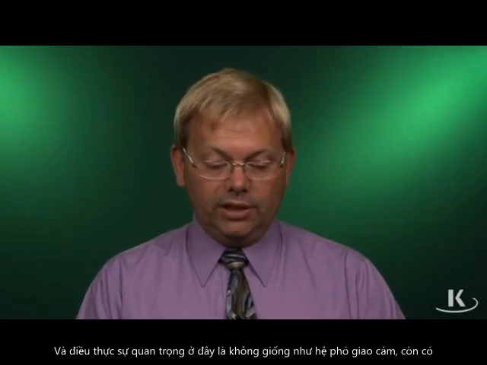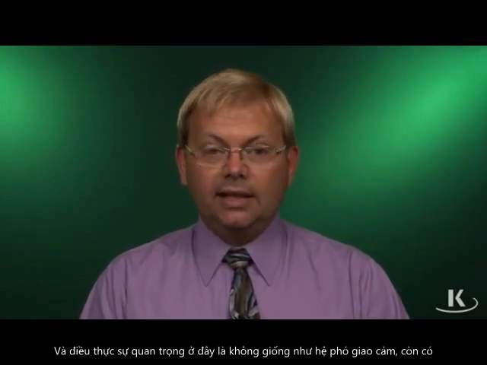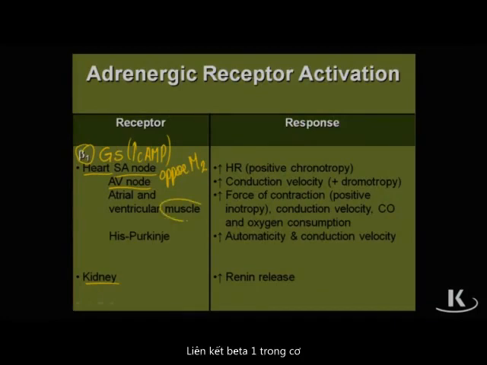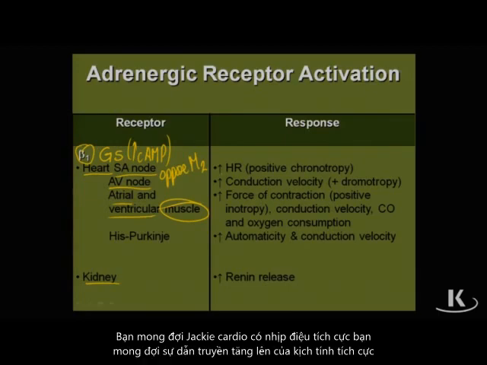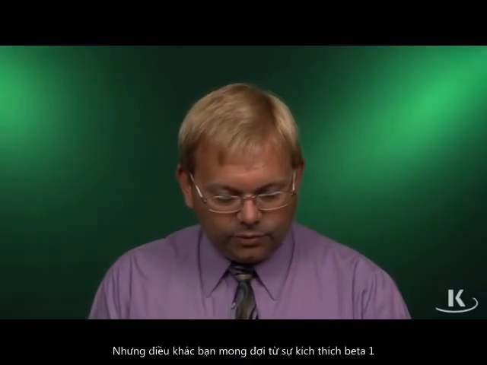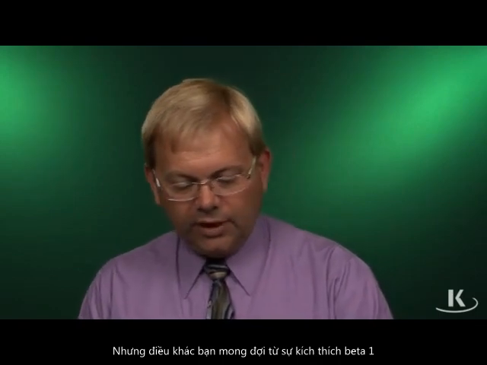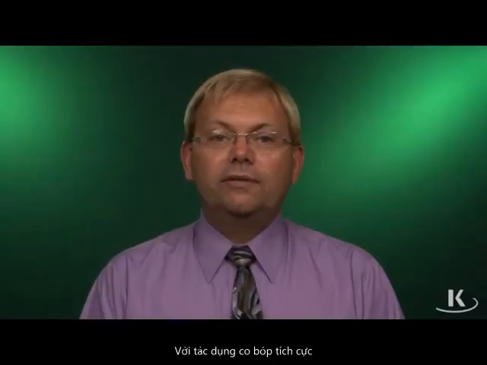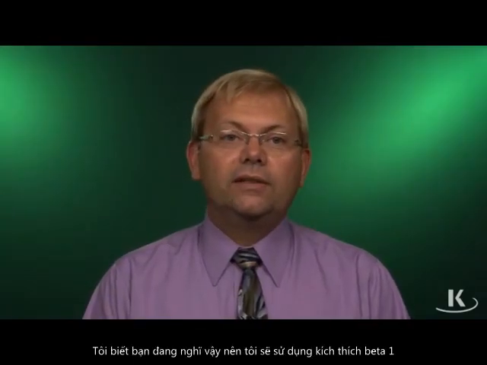And what is really critical here is that unlike parasympathetic, there is also finding of beta 1 in the muscle itself. That is both atria and ventricles. So when you look at the response, you expect tachycardia, the positive chronotropy. You expect the increased conduction, the positive dromotropy. But the other thing you do expect from beta 1 stimulation is an increased force of contraction, a positive inotropic effect.